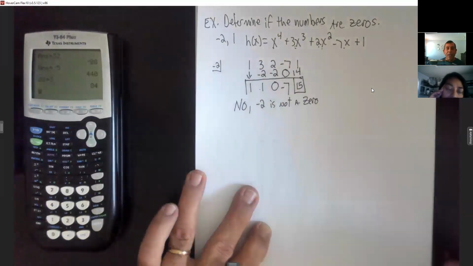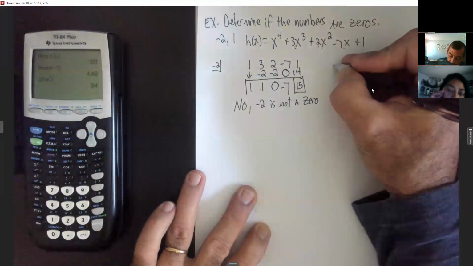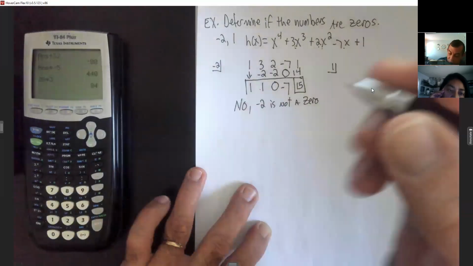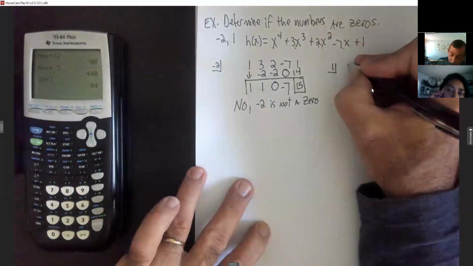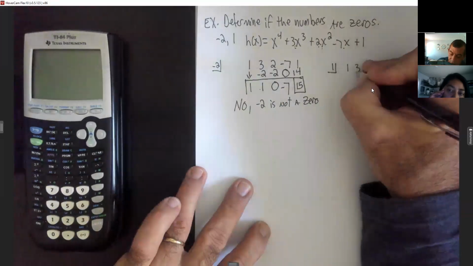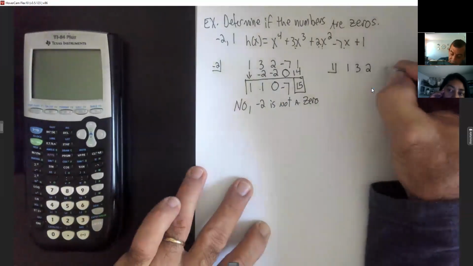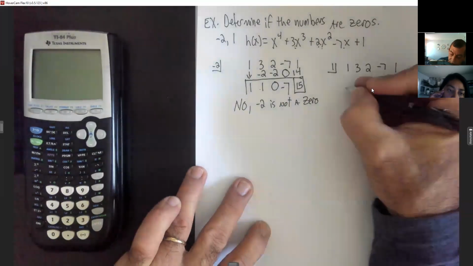All right, so now we need to check 1. So let me bring over to 1. My coefficients are the same. 1, 3, 2, -7, and 1.